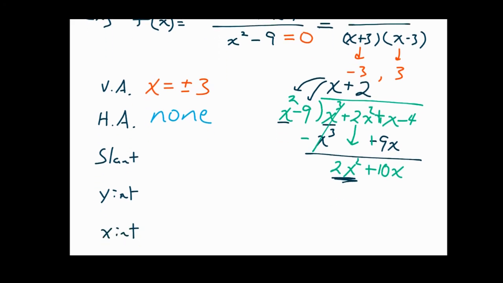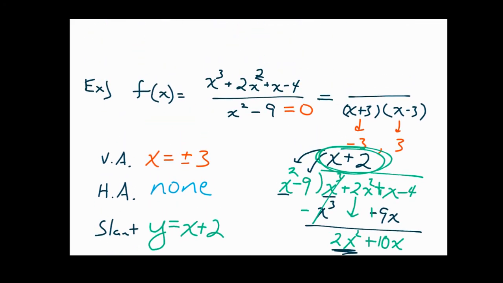Now, I want to be honest with you, we're done as soon as we get mx plus b. Right now, we can say y equals x plus 2. I don't need to bother with doing any more division because I know I'm just going to get a remainder anyway. How about the y-intercept?